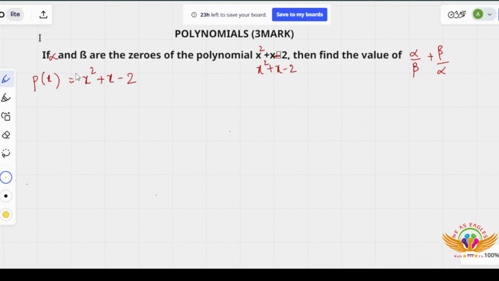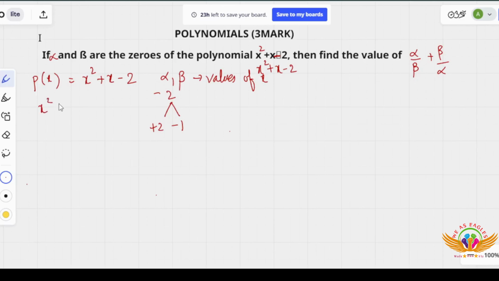First let us find out what are the zeros alpha and beta. Alpha and beta are nothing but the values of x, so we need to find out the roots. So minus 2. How to find the roots? 2 ones are 2. We need to get plus x, so I'm going with plus 2 and minus 1. 2 minus 1 is plus 1 and 2 into minus 1 is minus 2.